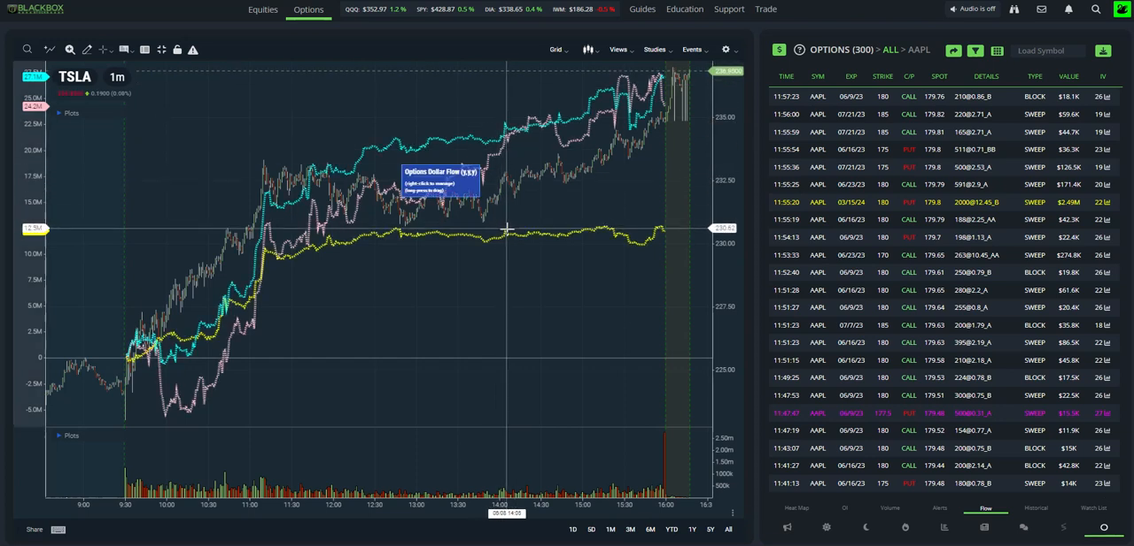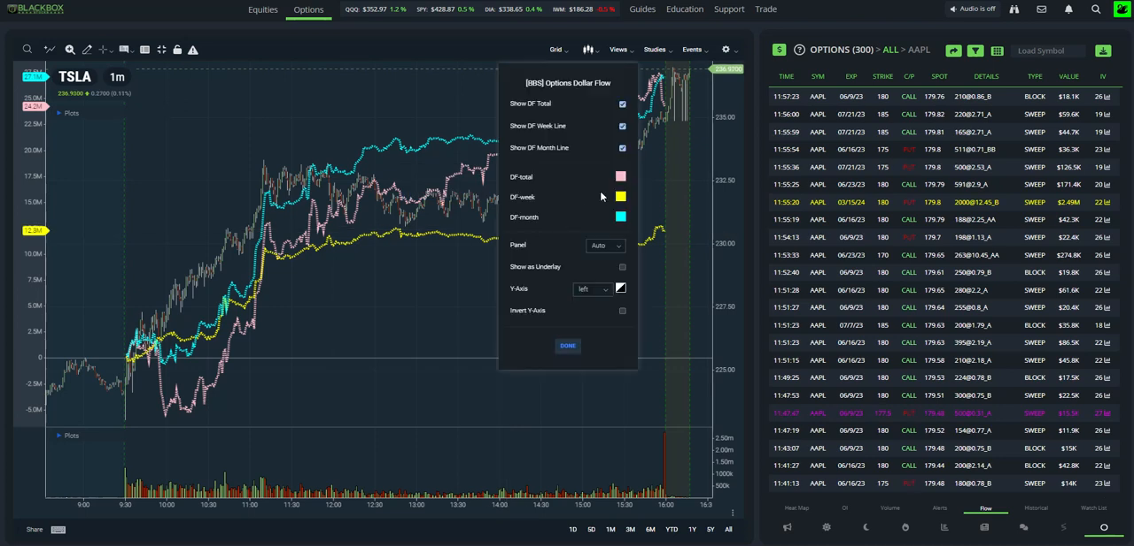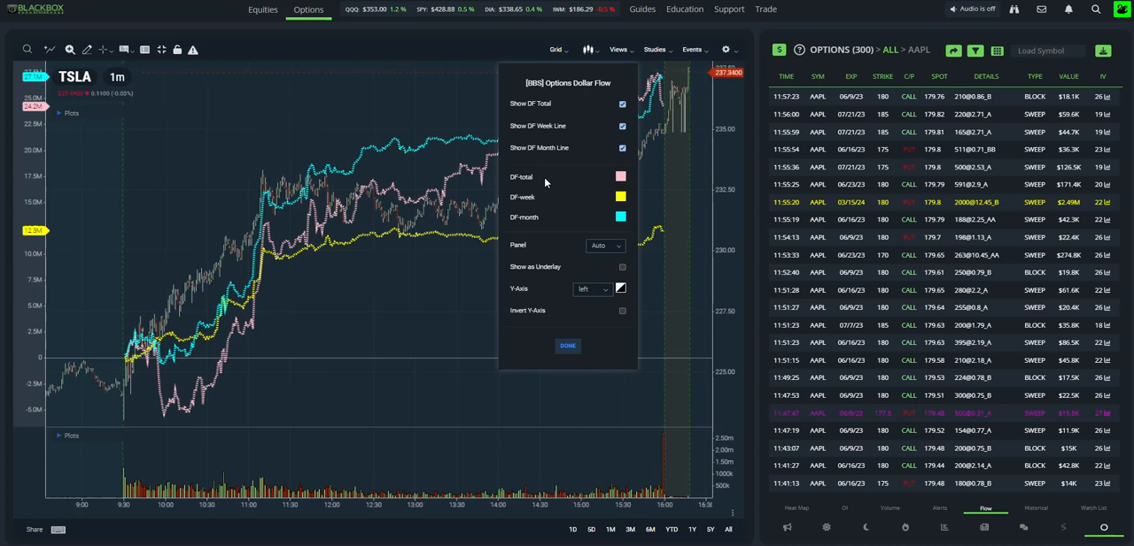So what do I mean by that? Let me right click on this and go to edit studies, and you'll see. The pink line is all dollar flow, considering all contracts that expire, let's say today, all the way out to infinity. Okay, that gives you your overall dollar flow that happened today. Next is the yellow line, which is the weekly, telling us everything that will expire between today and 7 days from now. Okay, and then blue is monthly, meaning everything that expires from today all the way out to 30 days.